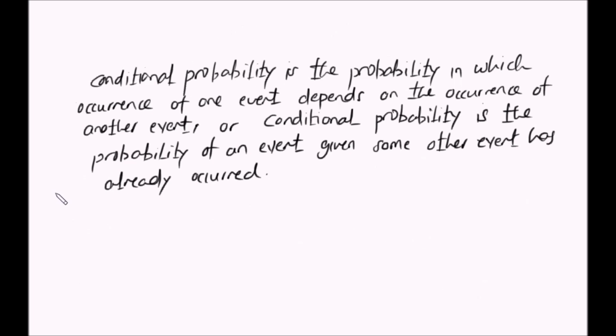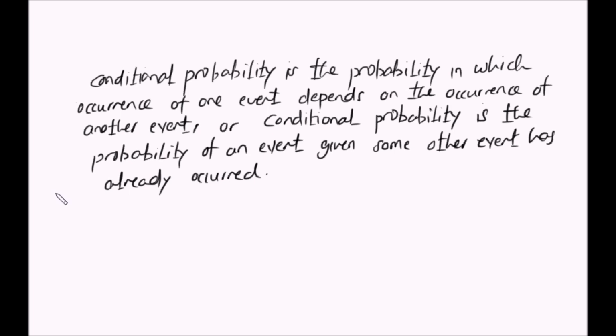So what is conditional probability? Conditional probability is the probability in which the occurrence of one event depends on the occurrence of another event. For example, if the clouds are heavy, that is the occurrence of one event. The occurrence of another event, rain falling, depends on the clouds.